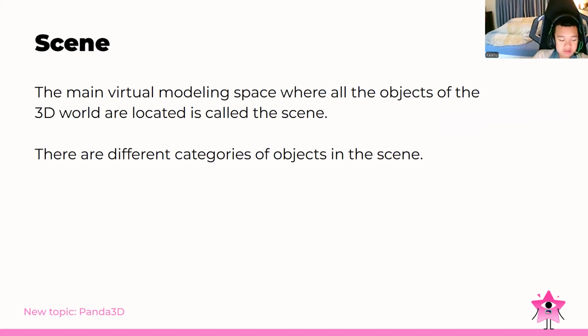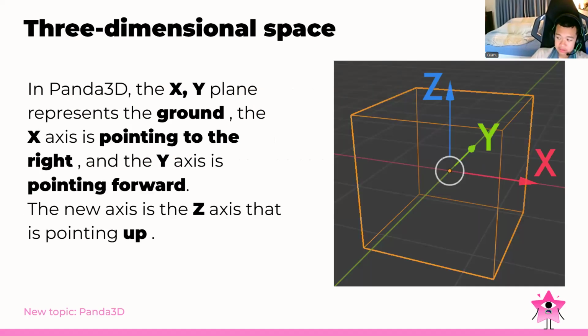Can I ask a question, mister? Are the Y and the X also backwards and left, or is it just forwards and right? Basically, for pointing forward we can use the Y, and for moving to the right and left we can use the X, and then for moving up and down we can use the Z. Okay, that's it.